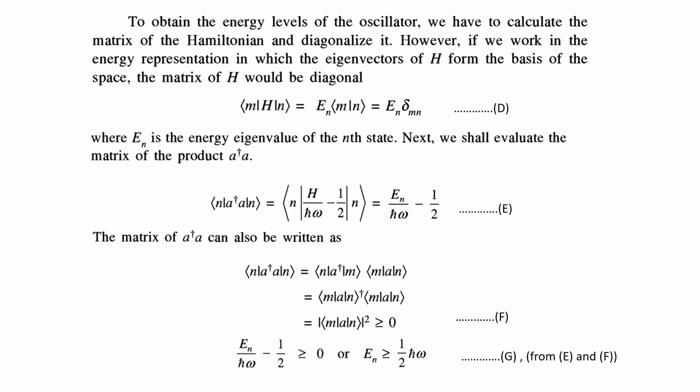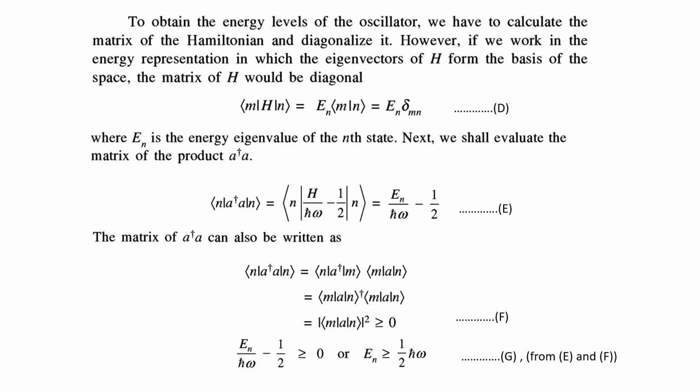Now to obtain the energy levels of the oscillator, we have to calculate the matrix of the Hamiltonian and diagonalize it. However, if we work in the energy representation, in which the eigenvectors of H form the basis of the space, the matrix of H would be diagonal, which is given as equation D. Here En is the energy eigenvalue of the nth state.